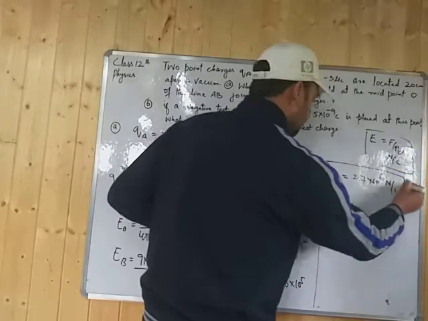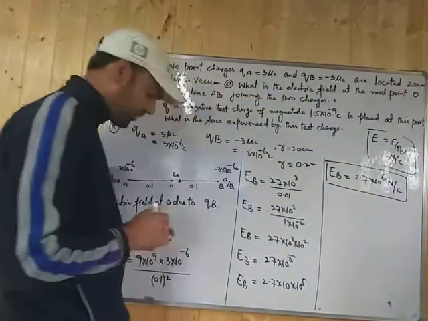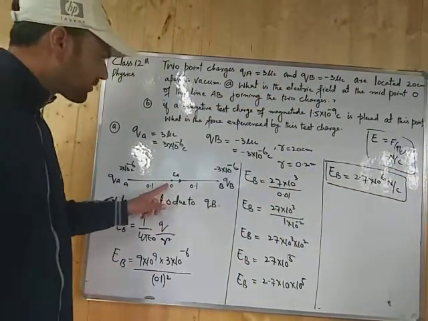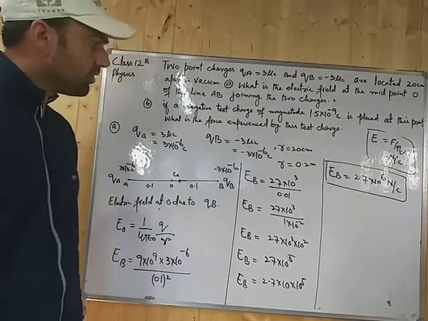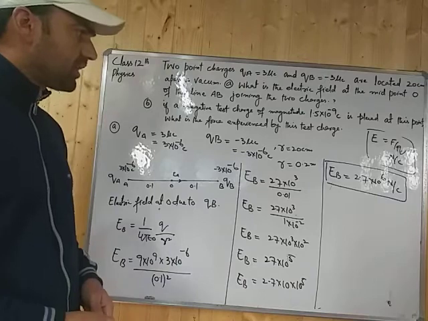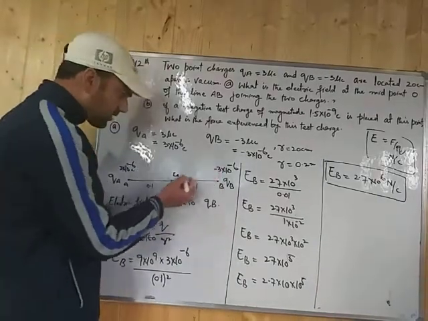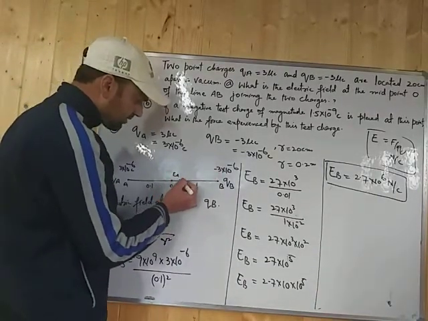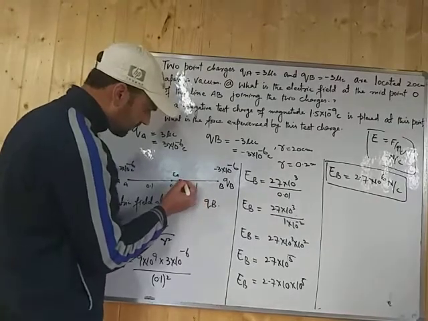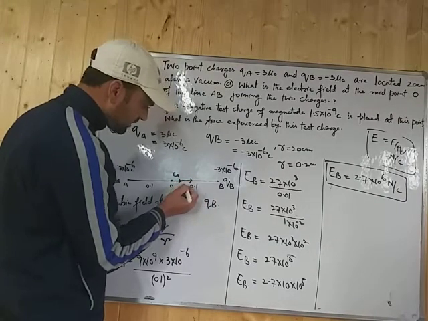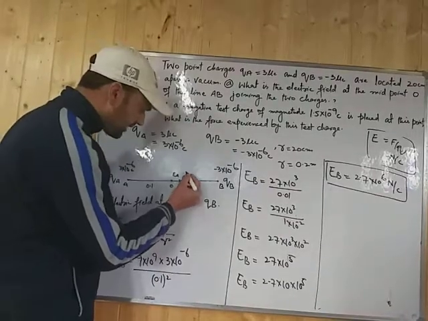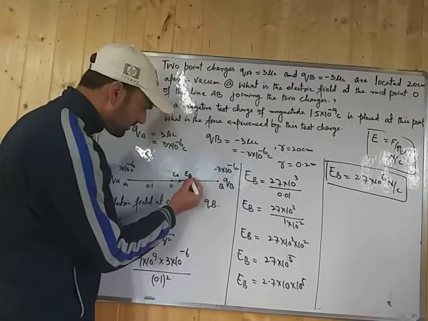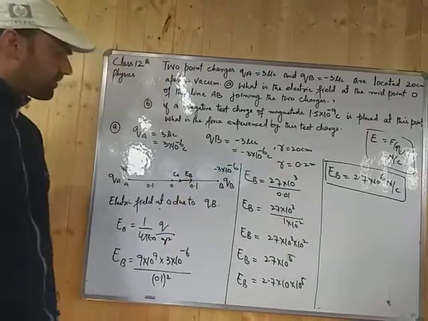So this is the direction, this is the magnitude of the field at point O, due to the second charge, or we can say due to charge QB. But what is the direction? Here we see it's a negative charge, so it will attract towards itself, so the direction will be this. We can write it as EB.